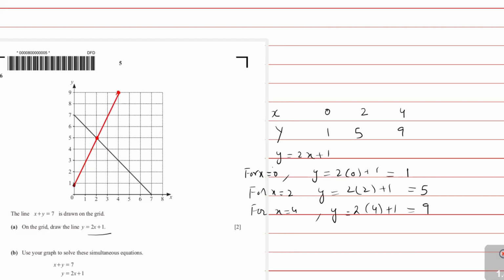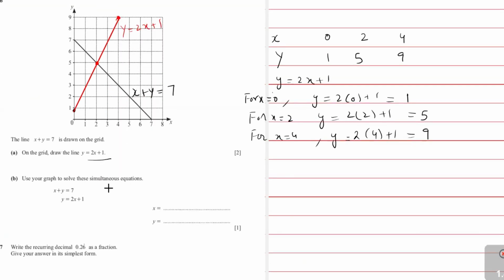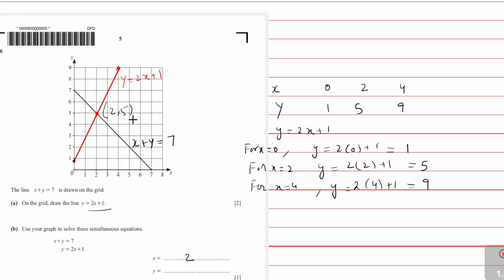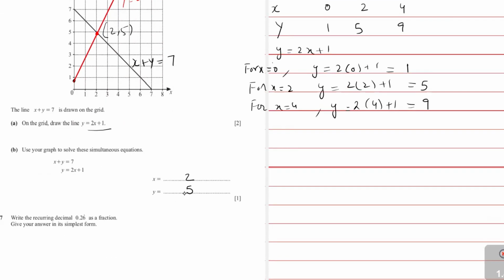This is the straight line y equal to 2x plus 1 and this is the straight line x plus y equal to 7. Next part B, use your graph to solve the simultaneous equations. Look here, this is the intersecting point where both lines intersect. This will be the solution of this equation. And here the x coordinate is 2 and y coordinate is 5. Therefore, 2, 5 will be the answer.